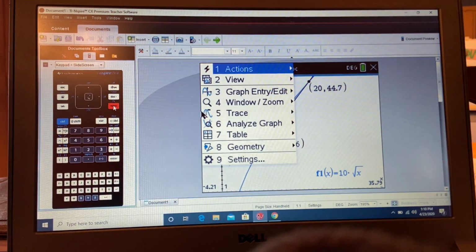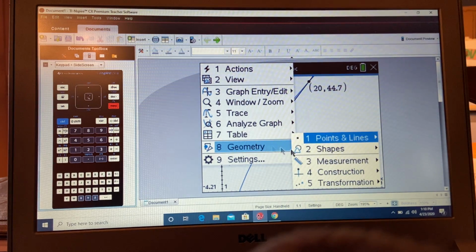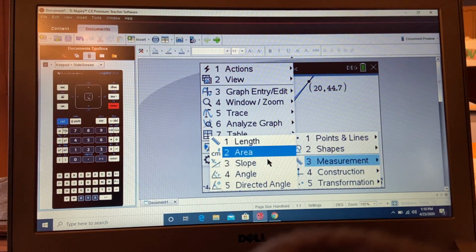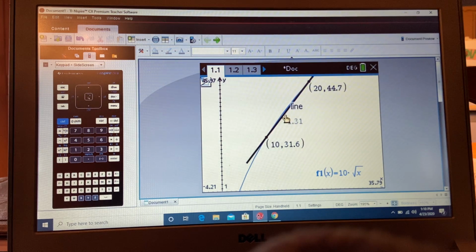And you can use your calculator to check it if you go to geometry, measurement, slope. It'll give you the slope of that line right there, and it's 1.31. So that's what it's doing, is just taking those 2 points and figuring the slope between those two.